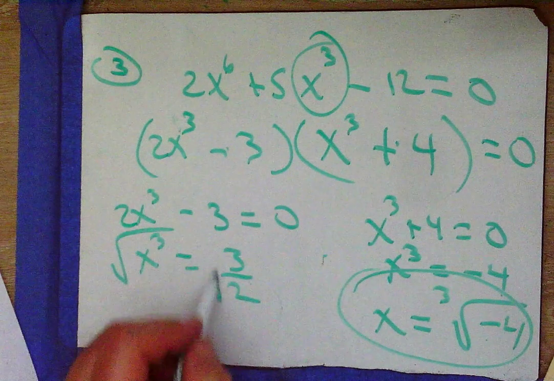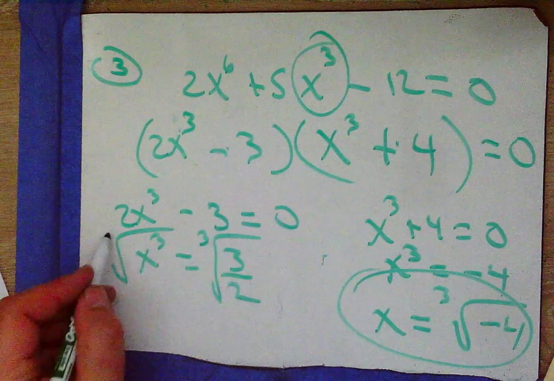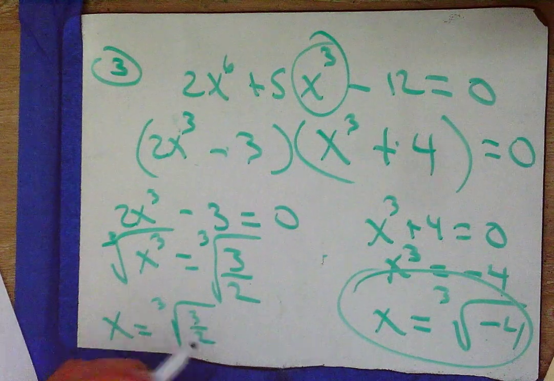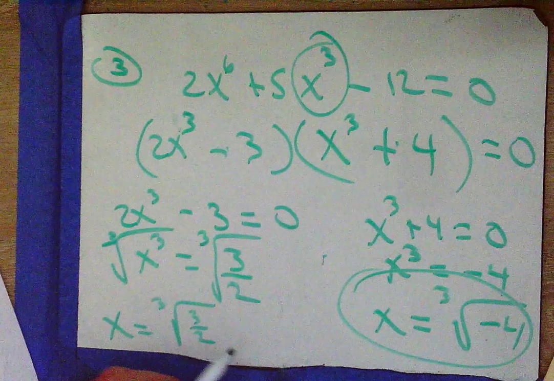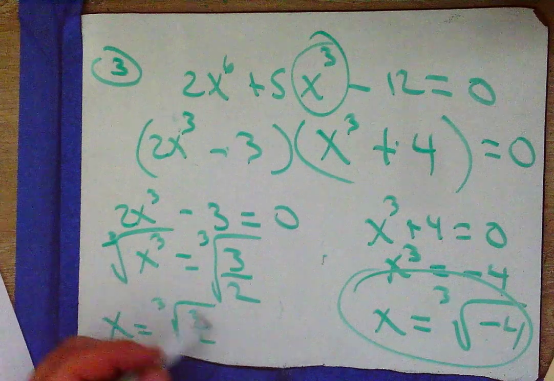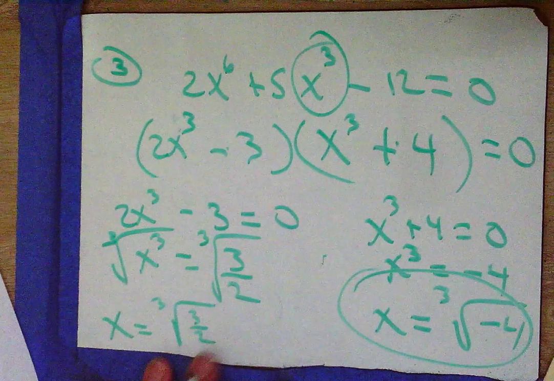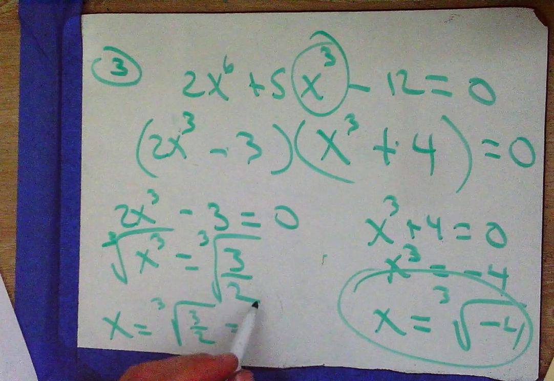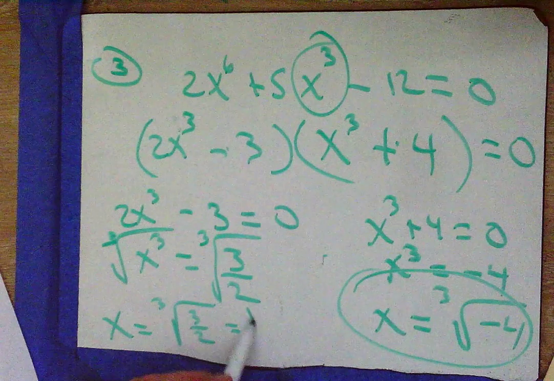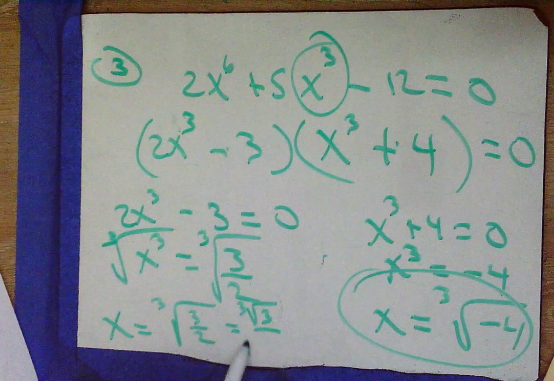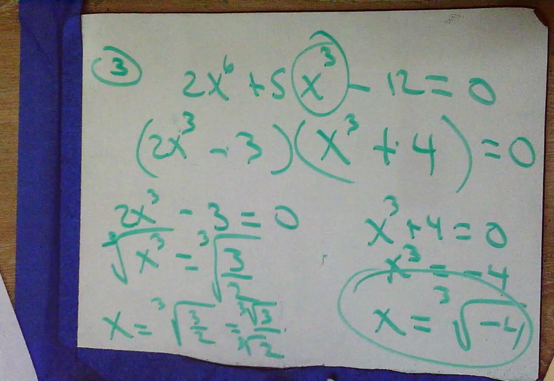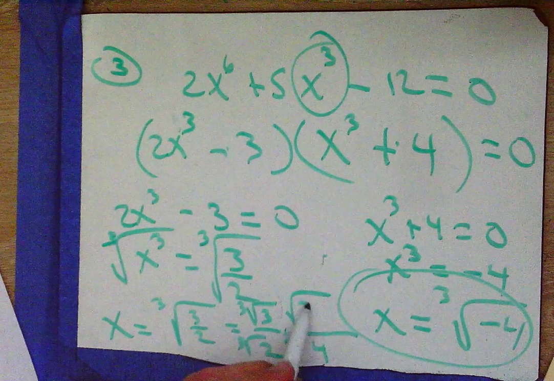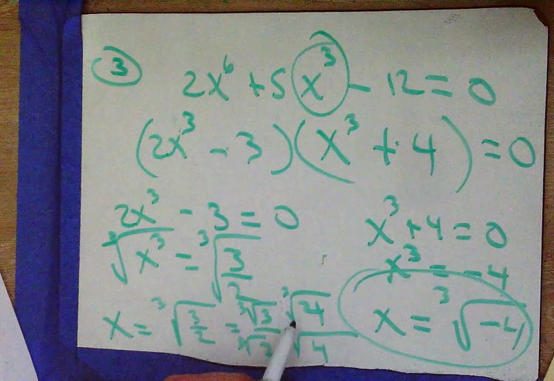I take the cube root of both sides. And so I get x equals cube root of 3 over 2. And yeah, I still don't like a fraction under there. I wouldn't mark this wrong unless you put the plus or minus there. But I would probably write it as cube root of 3 over cube root of 2. And then I'd rationalize the denominator with 2 more 2's. That's 4 with the cube root there.